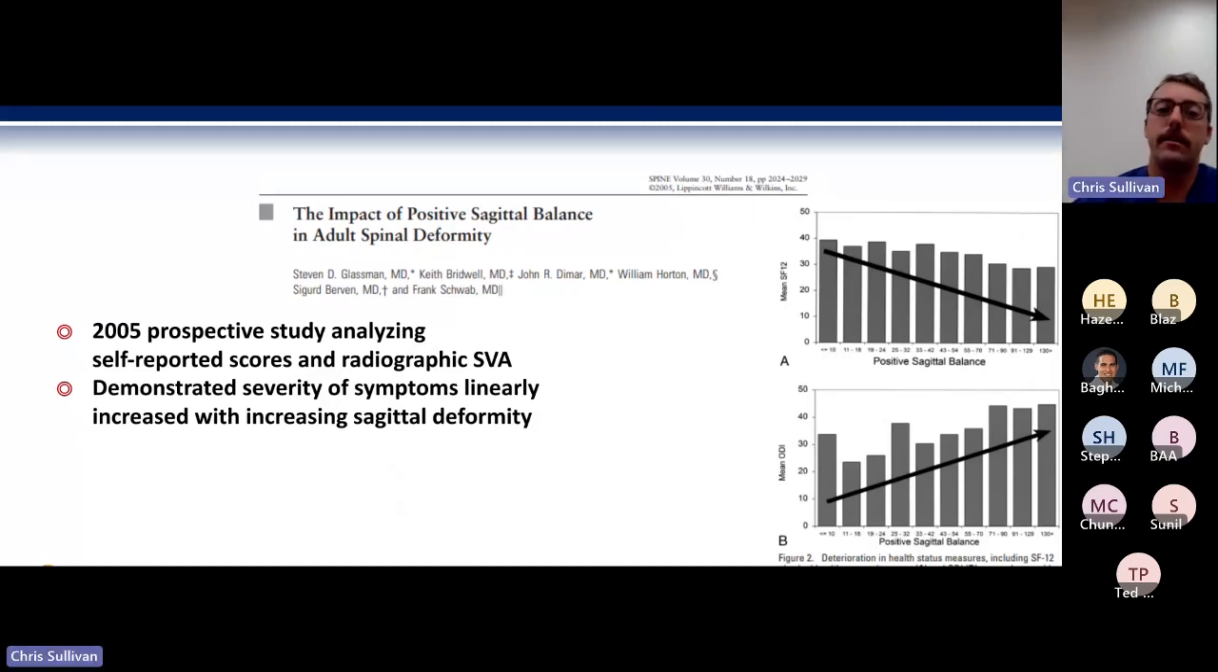Correlating with that is a study by Glassman et al. in 2005, which is sort of at the beginning of that inflection point in terms of interest in sagittal balance. What this did was it analyzed self-reported scores as well as radiographic SVA, so their overall sagittal balance. And what it did was it demonstrated that severity of symptoms related to their adult spinal deformity increased linearly with the increase in sagittal deformity, with their SVA.